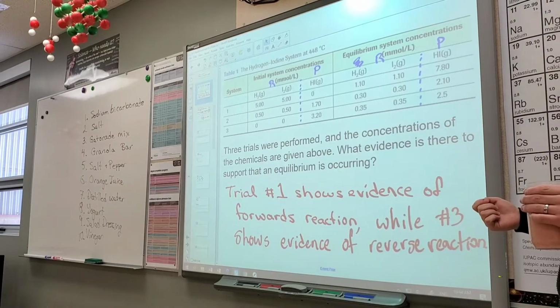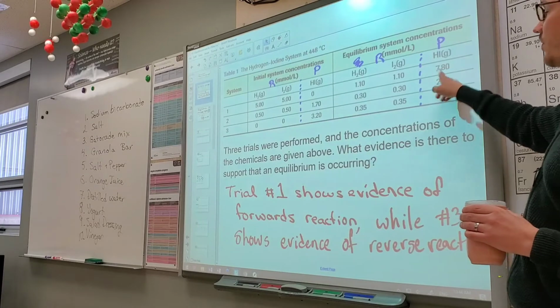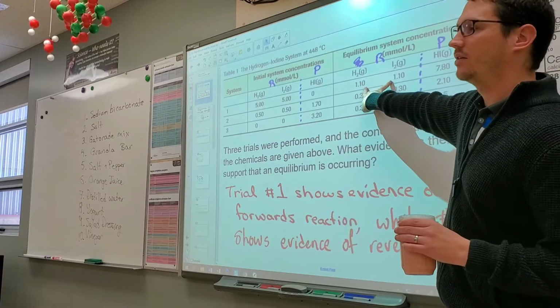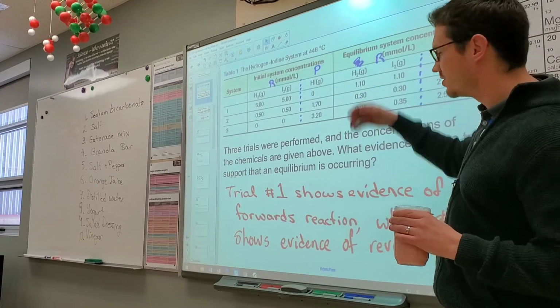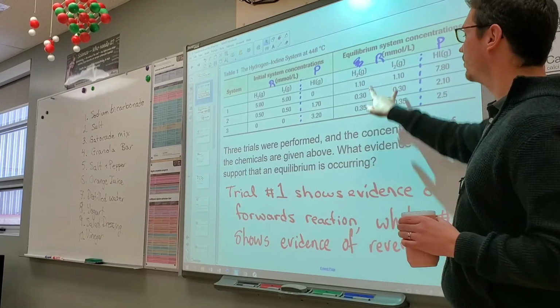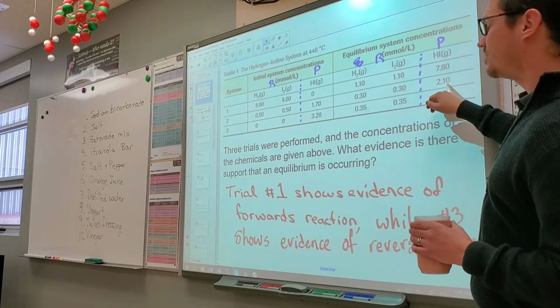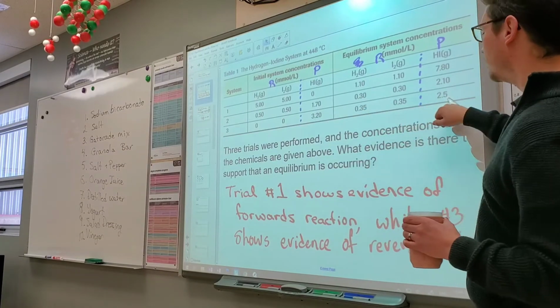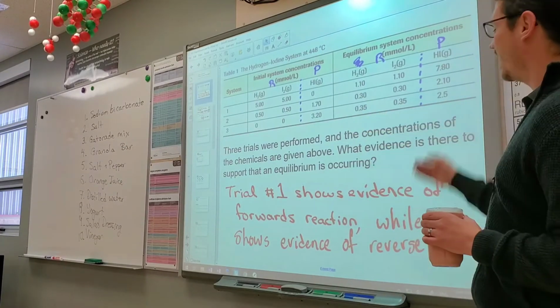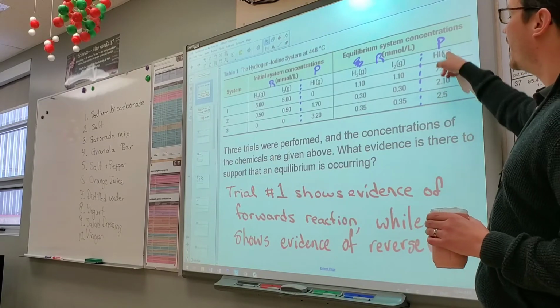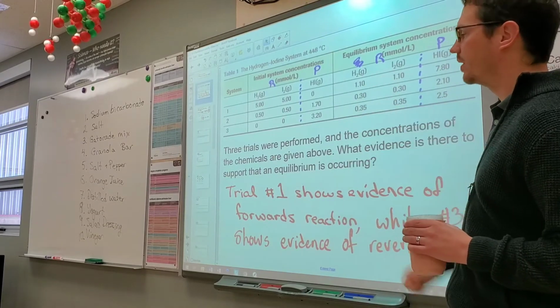It sure does. Would you agree? 7.8 versus, even if we added these together, right? Like for a total concentration, that's not how you do it, but you know what I mean? For a total concentration of 2.2, 7.8 was way bigger, right? 2.1 versus 0.6, 2.5 versus 0.7. Yeah, so this is way bigger compared to our reactants.